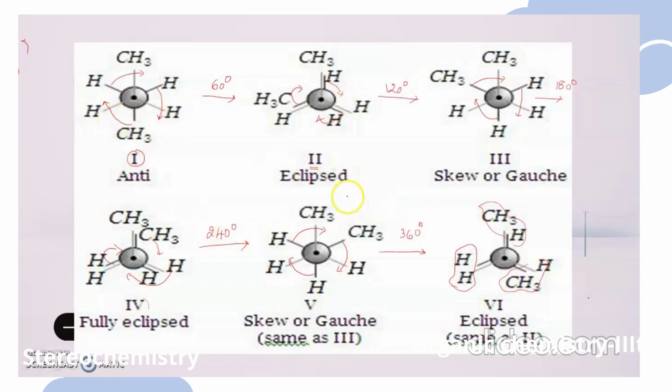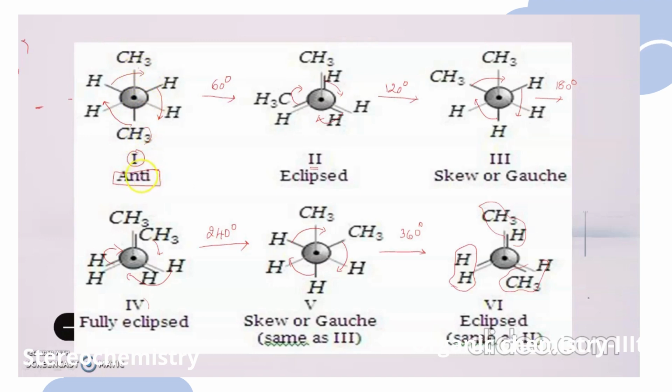If you see here, 3 different types of structures have been obtained. In the first structure, that is the anti-structure, we can see that the two bulky groups, that is the methyl groups, are separated by maximum possible distance. Such a conformational isomer of butane is said to be the anti-conformer. It is one of the staggered conformers of butane, where the two bulky groups, that is the two methyl groups, are separated by maximum possible distance.